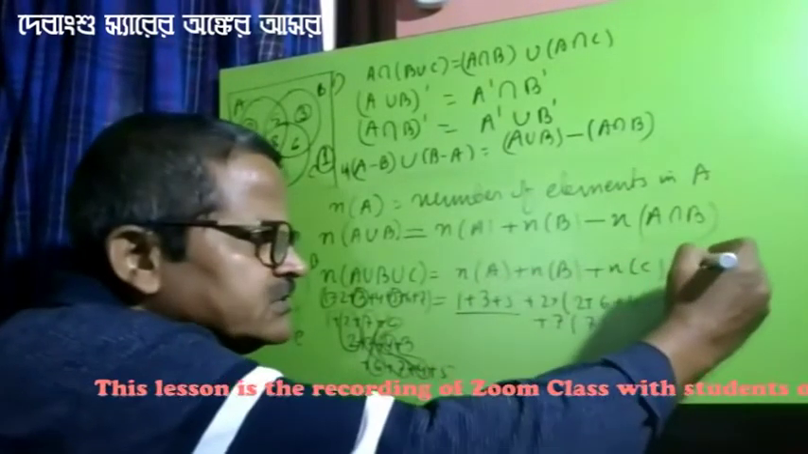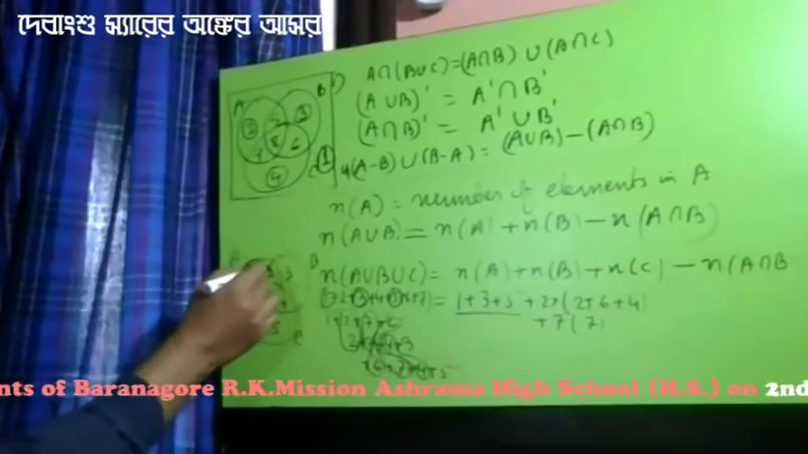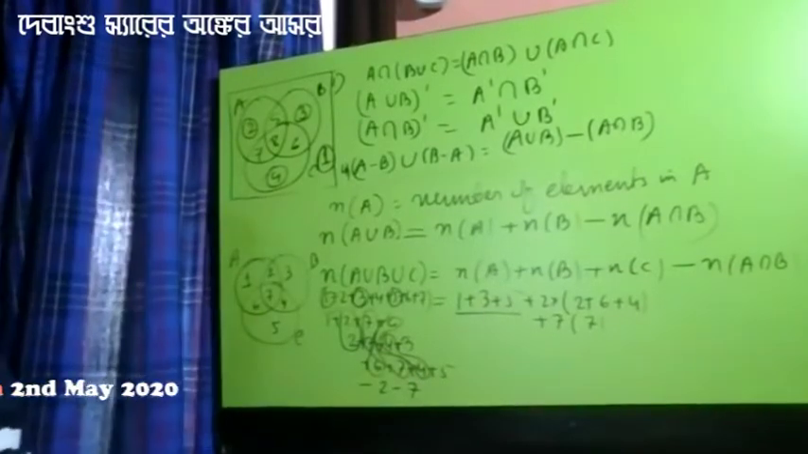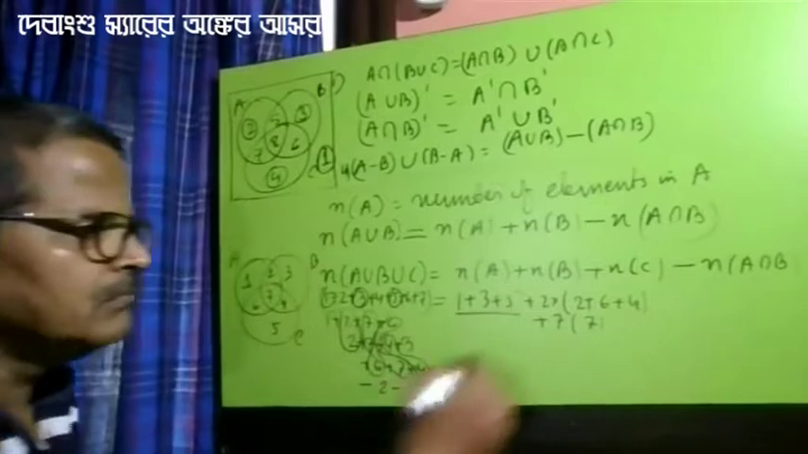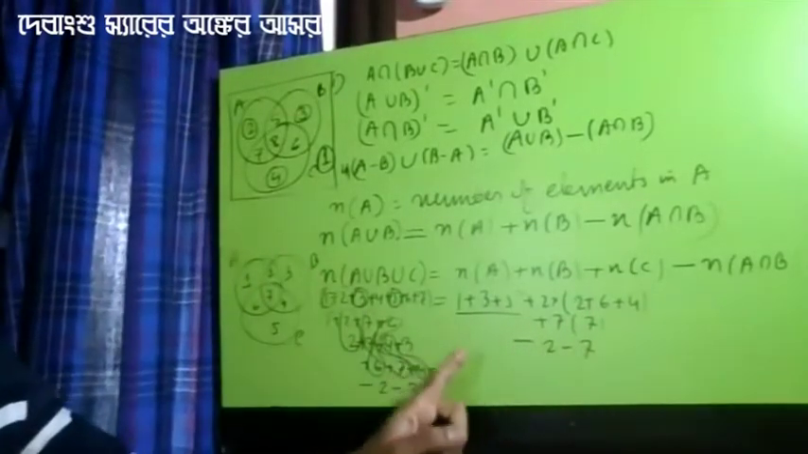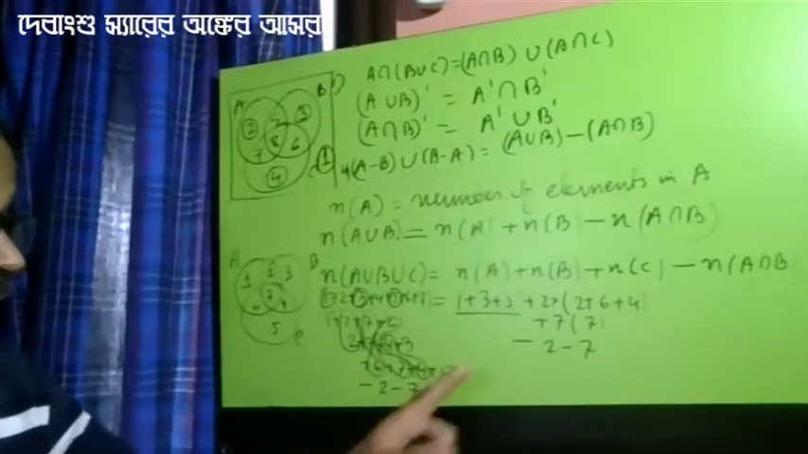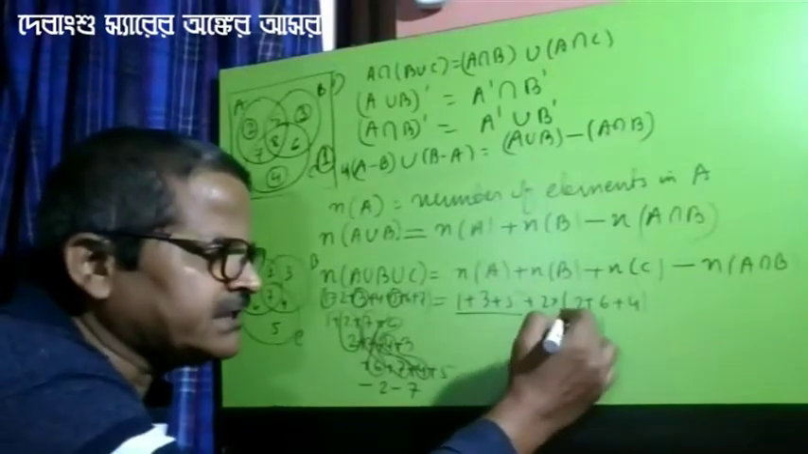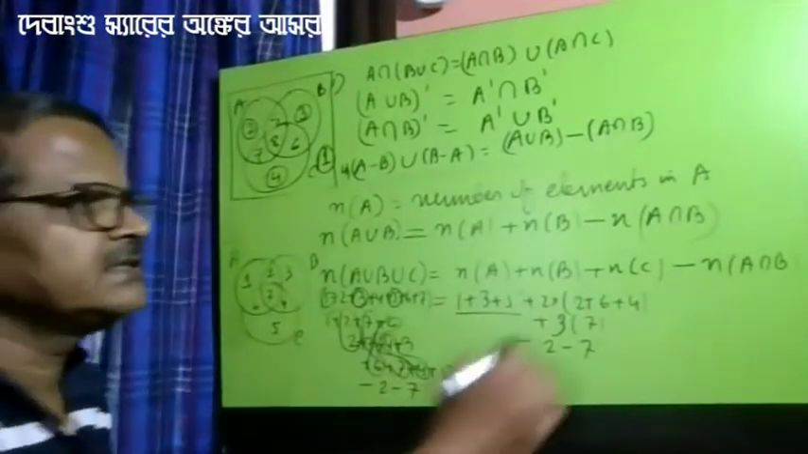How do we do this? We take A intersection B. So this portion is subtracted. So minus 2 minus 7. 2 and 7 are subtracted, 2 times and 1 time. Now the sum contains 1 time 2 and 2 times 7. 7 was taken 3 times, so it is now 2 times.